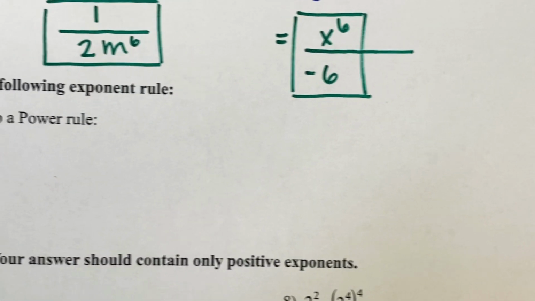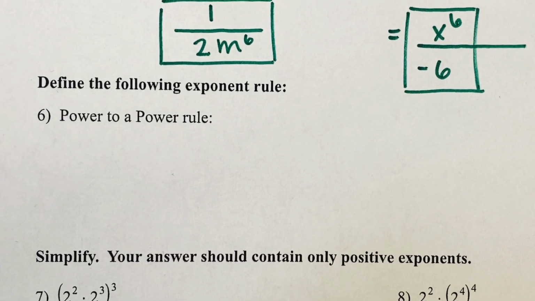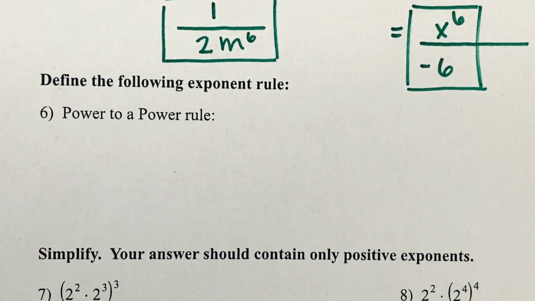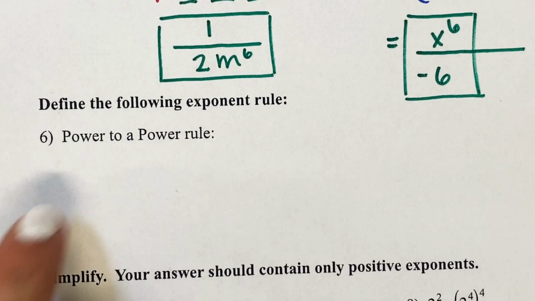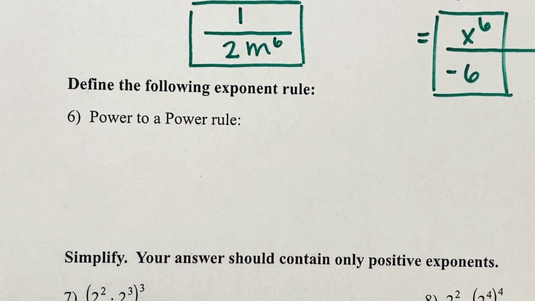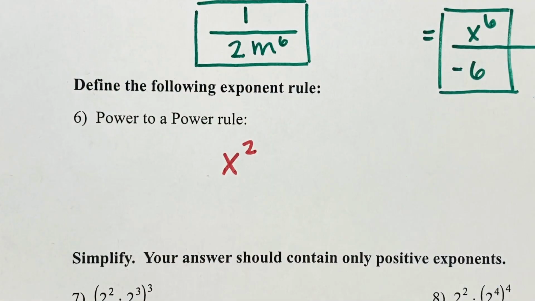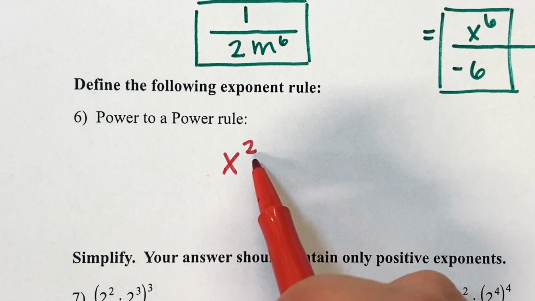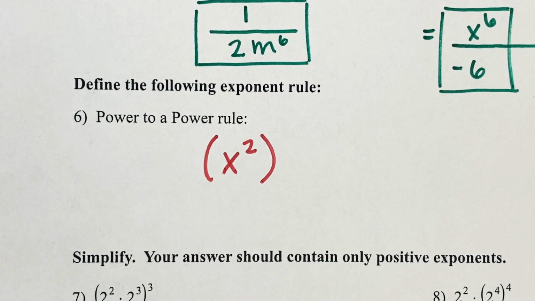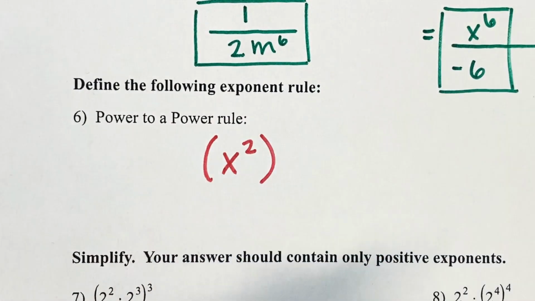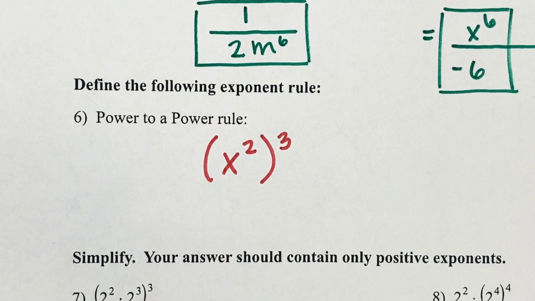Okay, so our second and last rule is our power to a power rule. And this might sound pretty complicated, but it's actually not, okay? So let's define it. First, we're going to define what is power to a power. So first, let's say we have x squared. Okay, so there's our first power. But now you're going to see a lot of parentheses, meaning the whole thing is to a different power. Okay, and then we have our second power. We'll say it's cubed.